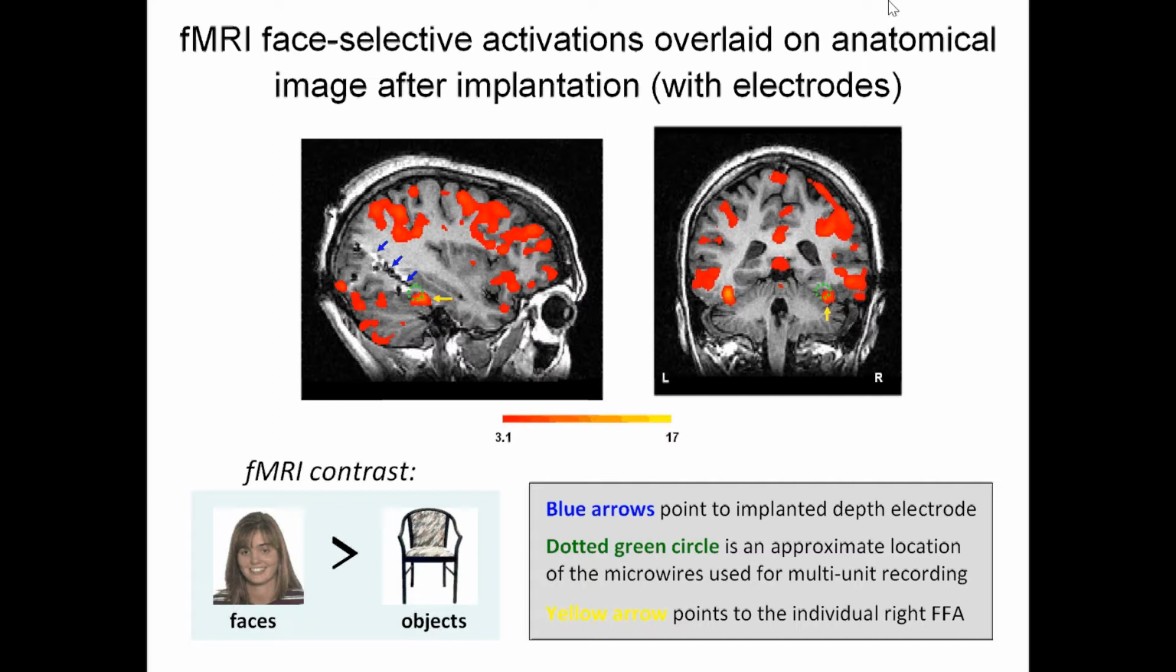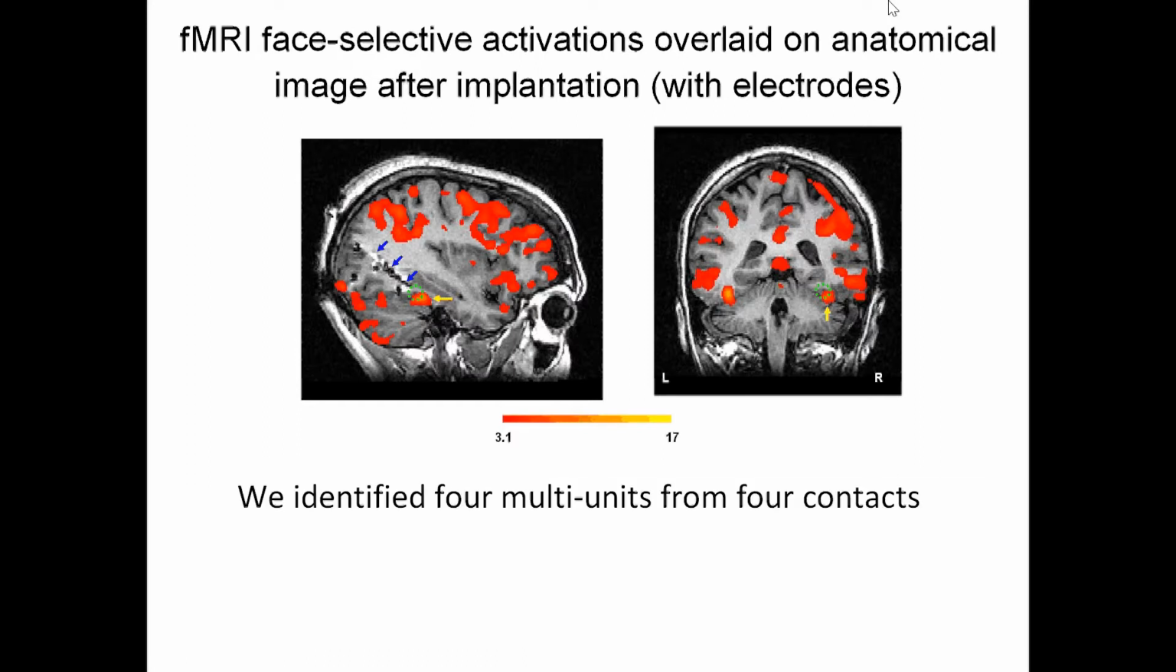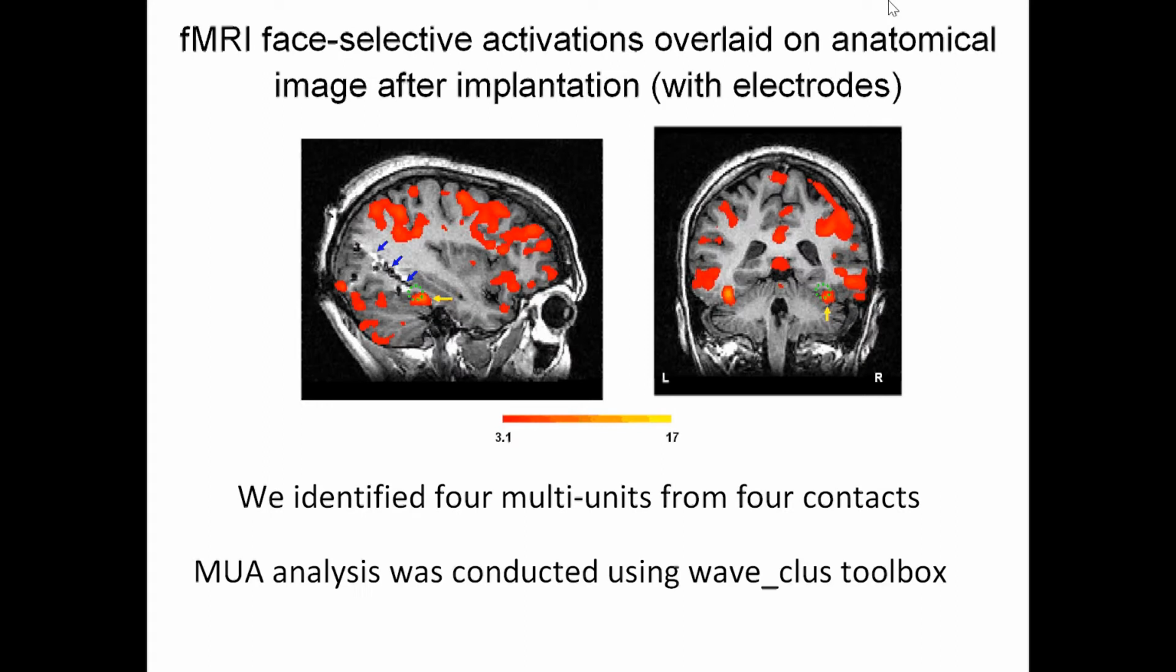We obviously cannot know exactly, because it is a co-registration between MRI, fMRI and electrodes, and we are not sure whether we see them on the CT. So we indicated an approximate location, which was either within the FFA or near the FFA. We identified 4 multi-units from our contacts for multi-unit activity, so that they can be analyzed. The analysis was conducted using the Wave_clus toolbox in MATLAB.